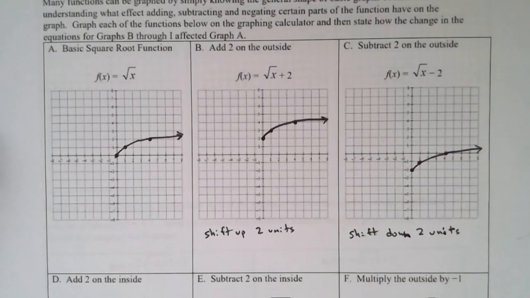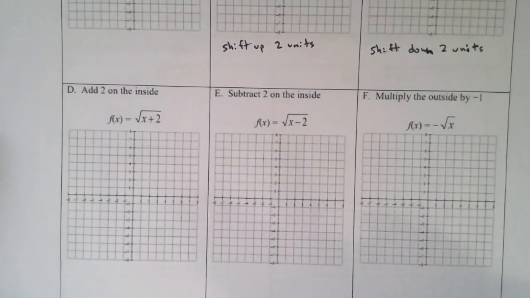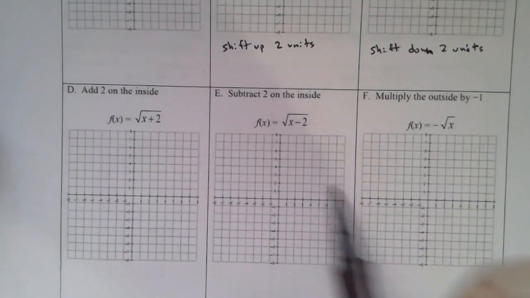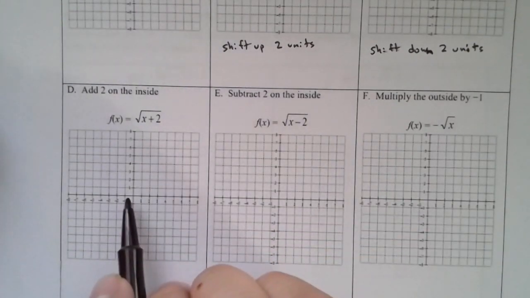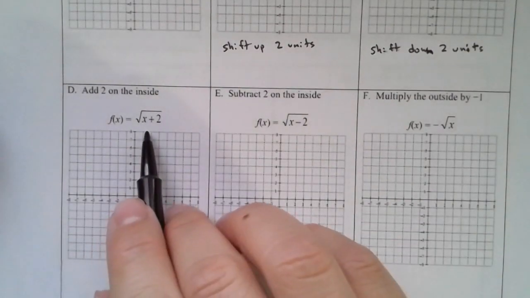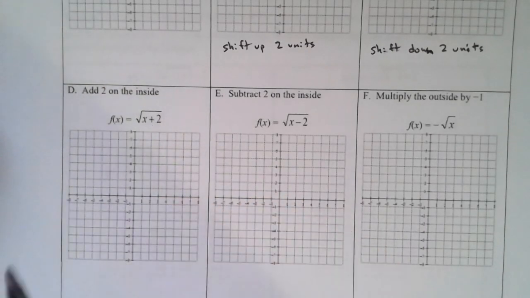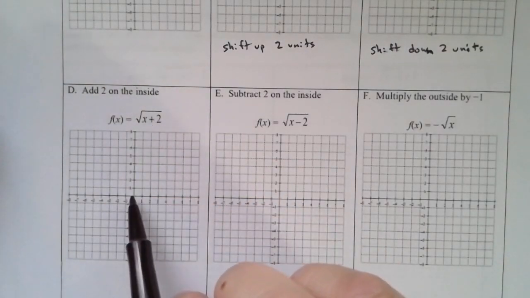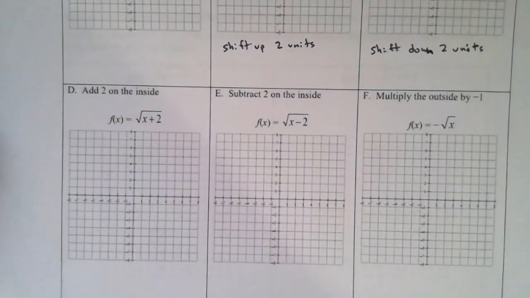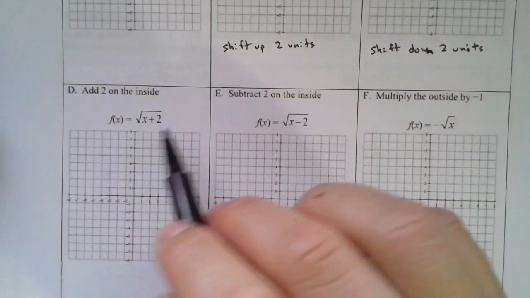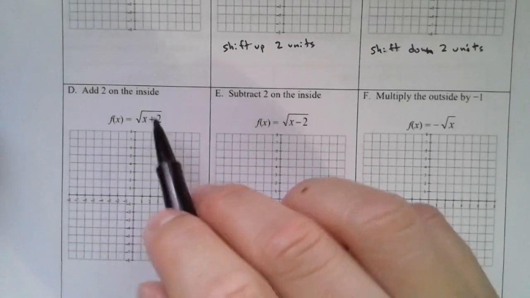Okay, shift down 2 units. Next one, add 2 on the inside. So what happens when I plug in some values? So 0, I'm going to get positive 2. Square root of 2 is not a perfect square. It's like 1 point something, but it just creates a complication for me to try and be accurate here. So let's try to plug in x values that will give me perfect squares.